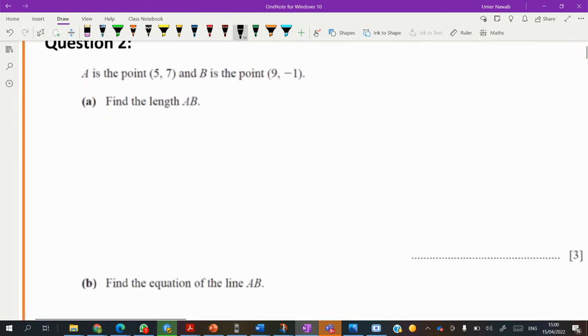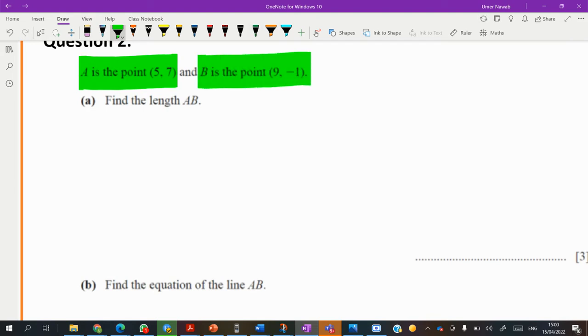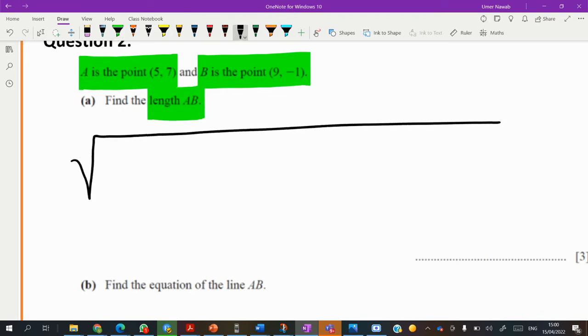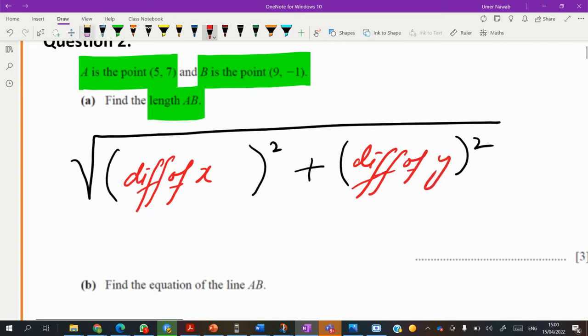Now the next question is, he gave you the A point and the B point. Now he's asking you the length of AB. So the length of AB is, you need to write a big square root, bracket open close, squared plus bracket open close squared. Here you need to write the difference of x coordinates, and here you need to write the difference of y coordinates.